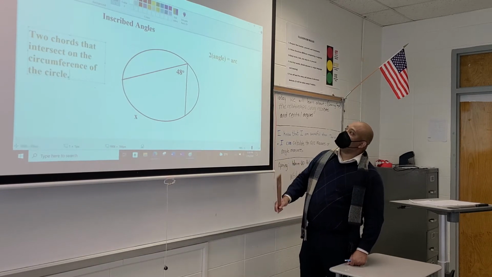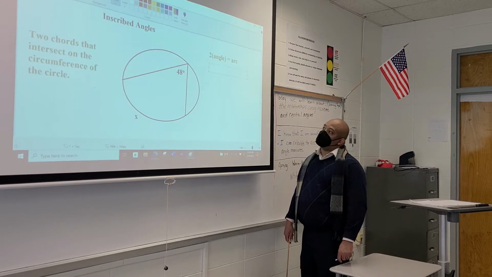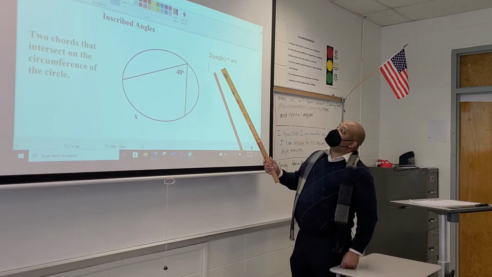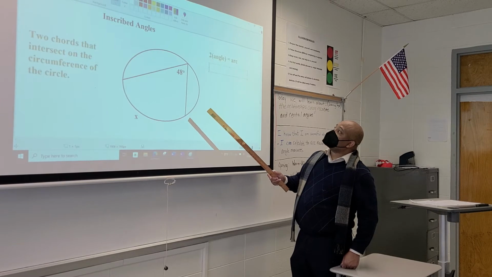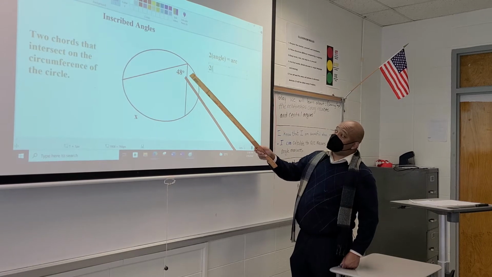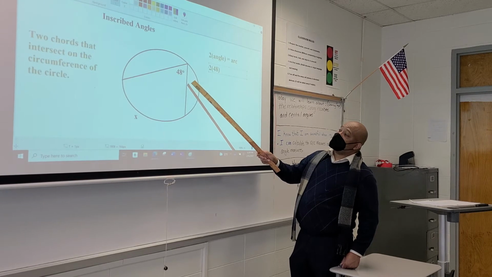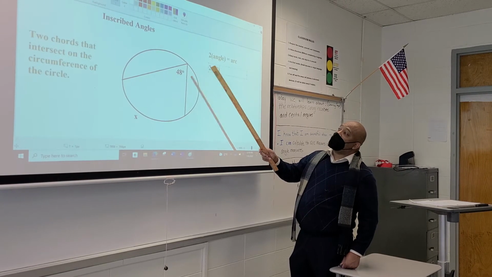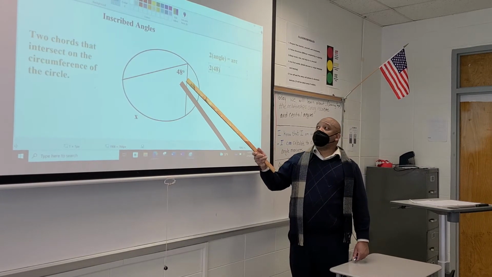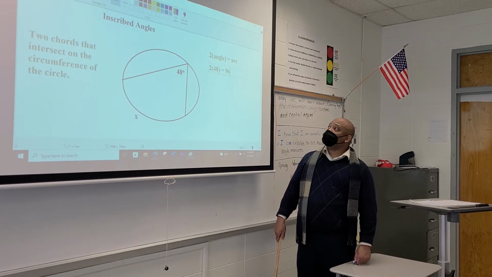Or the measure of x would be 96. Go through it again, Coach. Sure, just for how we got it. You have the angle here, 48 degrees, right? And the arc of an inscribed angle is 2 times the measure in degrees of the angle. You said it was what, 96? 96.